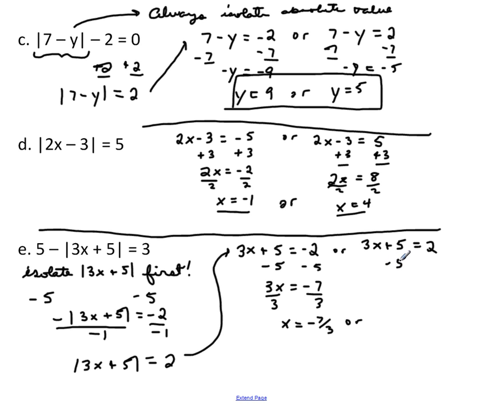Subtract 5 from both sides of the equation. In this case, we're going to get 3x is equal to negative 3 now. Divide each side by 3, and we're going to get x equals negative 1 as our second answer. And that's our solution set, right?